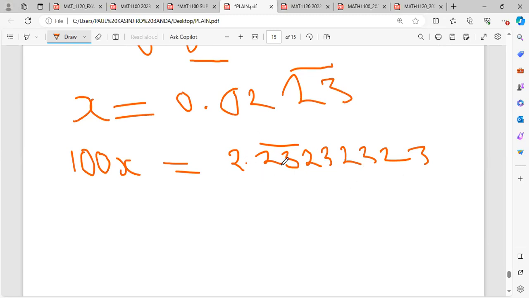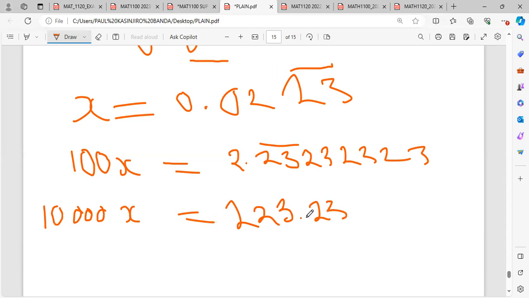So we move 1, 2. So this point should come there. What have we done for us to move 1, 2? It means we've multiplied by 100 again. So 100 multiplied by 100, what do you get? You get 10,000. So it will be 10,000x is equal to, this point moved from here 1, 2, meaning you have your 2, 3 there, point, 2, 3, 2, 2, 3. You can write as many as you want there.